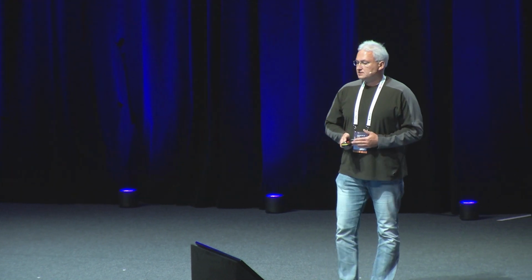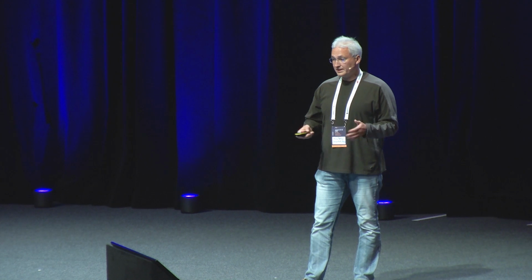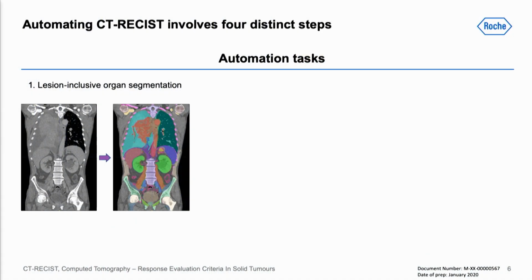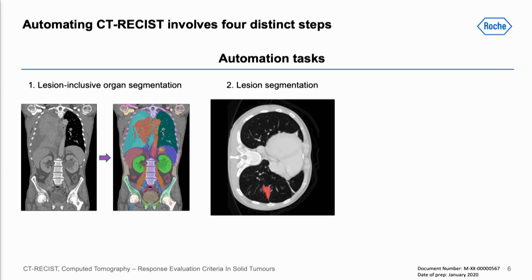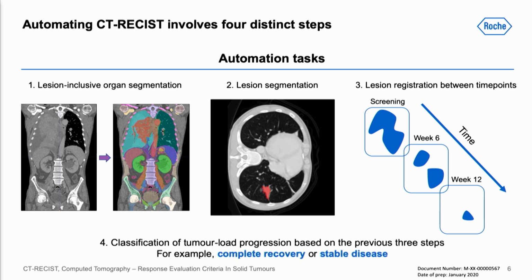All right, so the automation tasks for this complete automation of the CT RECIST include lesion-inclusive organ segmentation. It's very important and very difficult to segment organs which have large lesions because they don't look like normal organs, but they have to be included. Otherwise, we miss to which organ it belongs. Then we have to find the actual lesions. Then we have to register these lesions between different time points so we can actually trace what's going on with them. And once we get this registration, we have to come up with a classification of the progression of the disease. It could be a complete recovery, a stable disease, or something else.